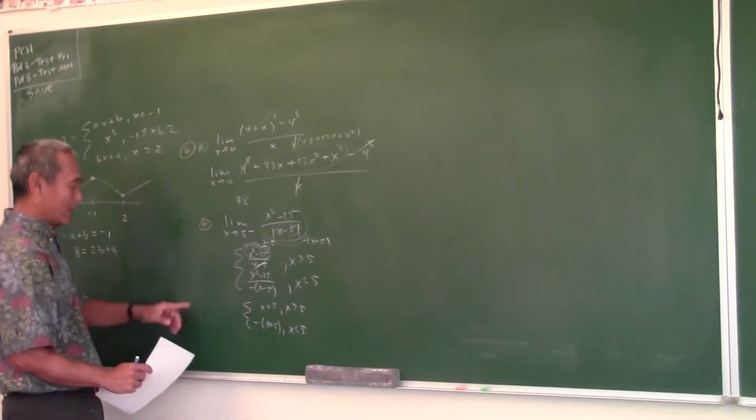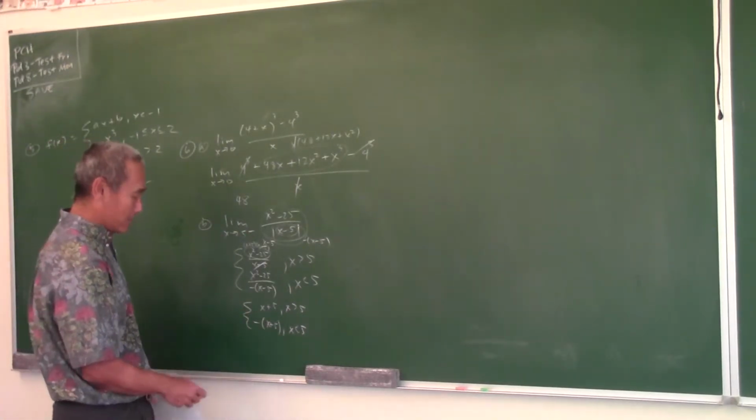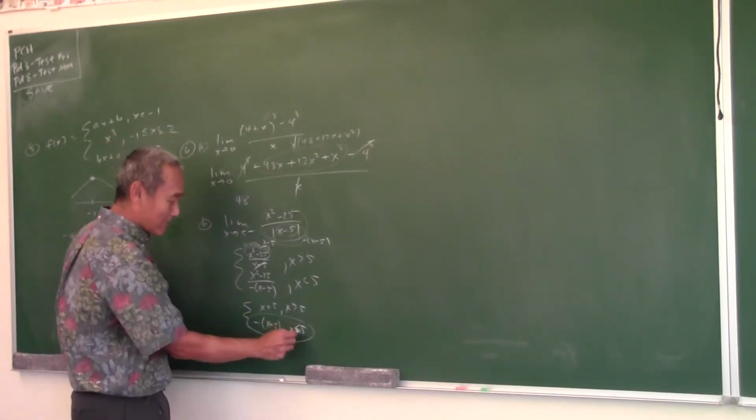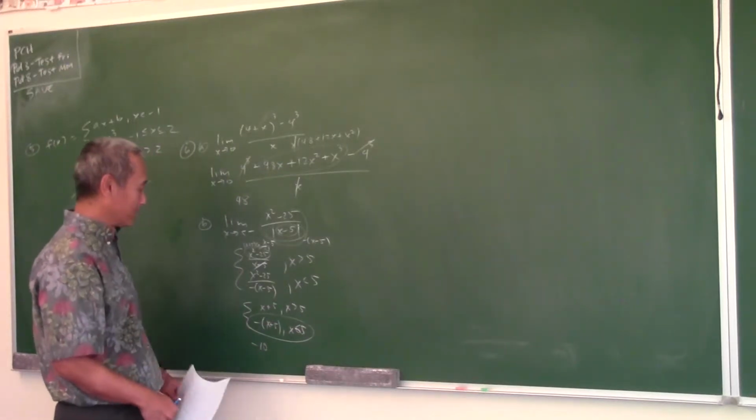So if I'm taking the limit as x approaches 5 from the left, which of these two pieces am I going to use? That's right, this one, because x is less than 5. So all you have to do is plug in 5 right there, negative 10, boom.